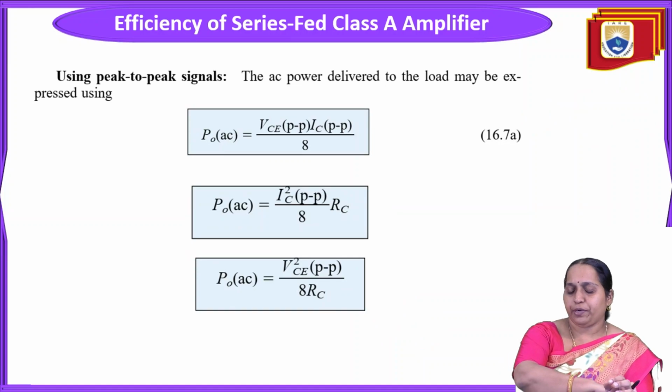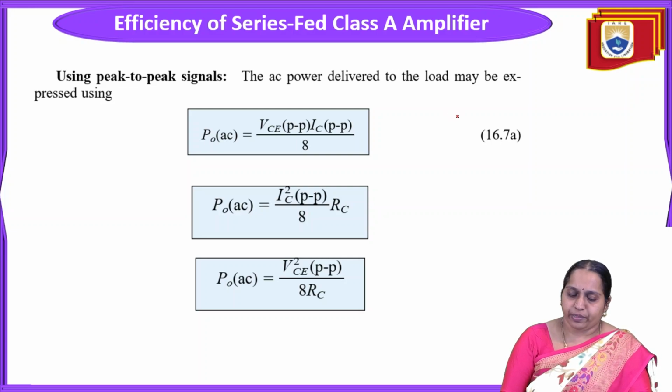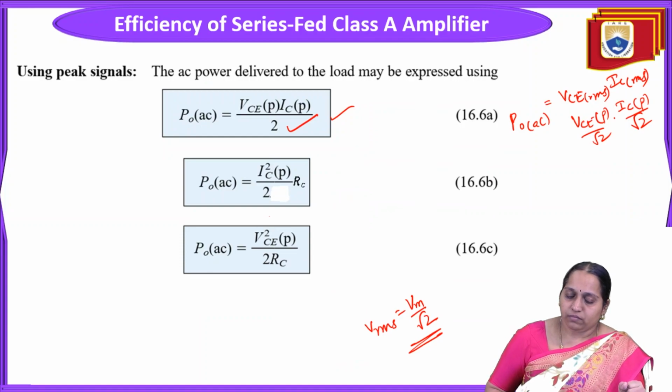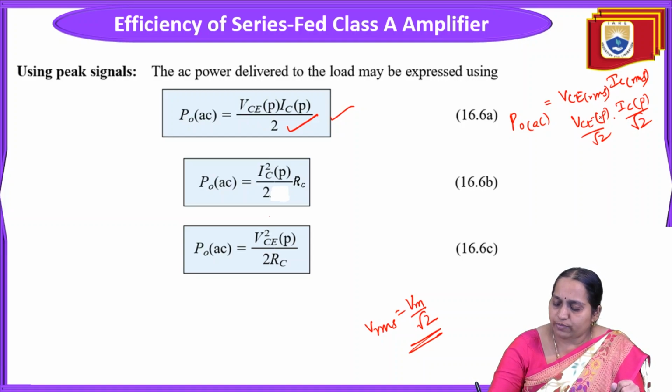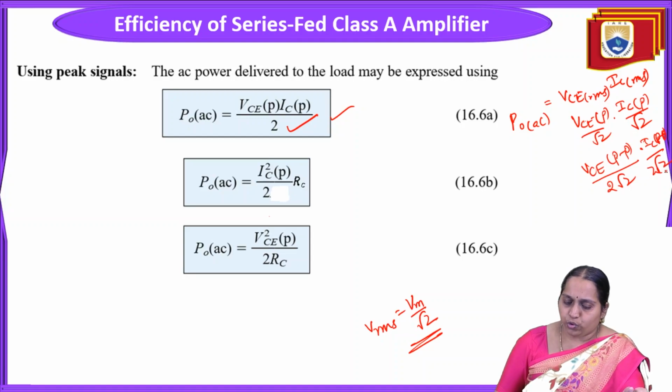Then using peak to peak signals. Peak to peak signals means it would be 2 times. So the AC power delivered to the load may be expressed as P naught AC is VCE peak to peak into IC peak to peak by 8. So VCE peak is nothing but VCE peak to peak by 2. So if you want to write this in terms of peak to peak, VCE peak is nothing but VCE peak to peak by 2, so it is by 2 root 2, and IC peak to peak by 2 root 2. On this multiplication, 2 root 2 into 2 root 2, you will be getting 8.